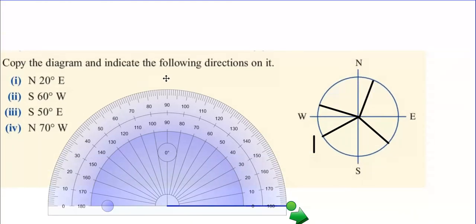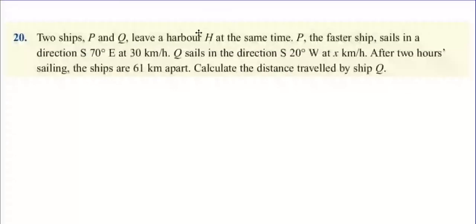Okay, all good. Now, let's move on to question 20. Two ships leave a harbour H at the same time. So we call H here, and we make this our harbour. And we're going to do a north-south-east-west line here, just so everybody can get their bearings on what we're doing. Okay, so that's north, south, east, and west. Just a quick line.